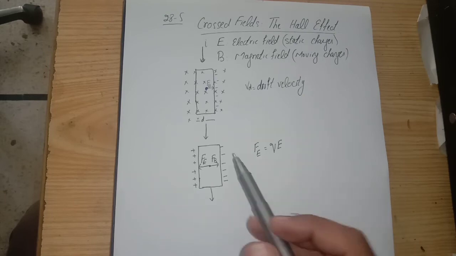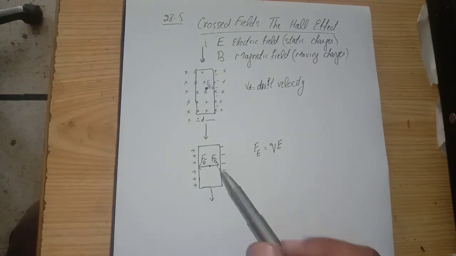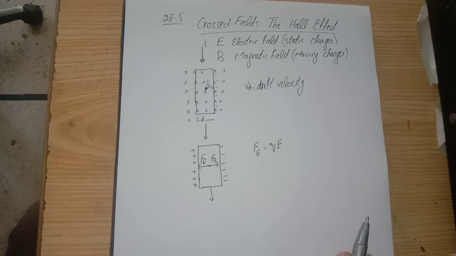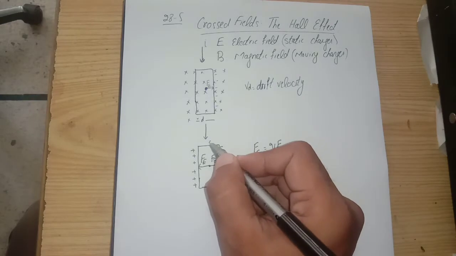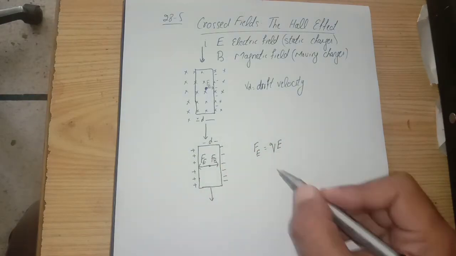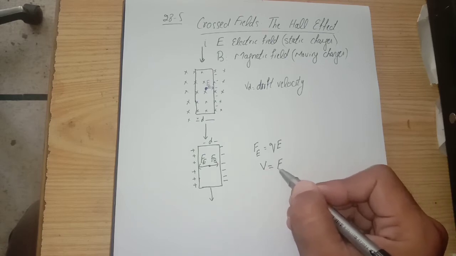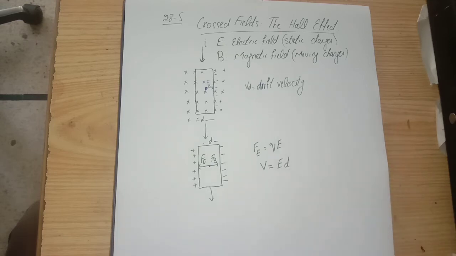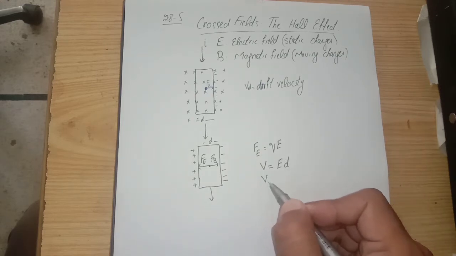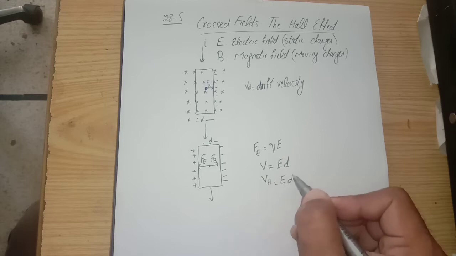Now when we have electric field developed across this strip, we can say that a potential difference would be there due to this electric field. Since we know that d is the width of this strip, the potential difference that develops across this strip is equal to E times d. This is the expression for potential difference. Since we are calling this potential difference the Hall potential difference due to the Hall effect, we can write V_H equals E d.